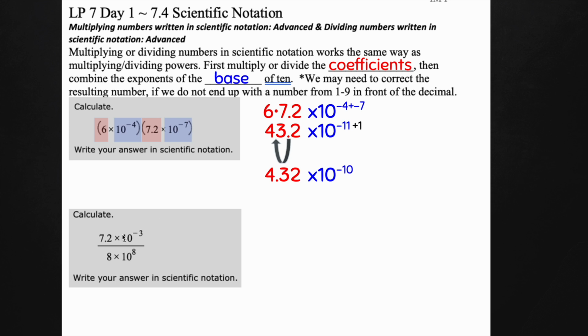All right, let's do the next one. Same thing, we're going to worry about the coefficients first, 7.2 and 8. So I'm going to go 7.2 divided by 8. And then I'll deal with these powers. So 10 to the negative 3rd divided by 10 to the 8th. Since they're being divided and they have the exact same base, I will subtract the exponents. You can see there's a subtraction sign here. Even though 8's not negative, I'm going negative 3 minus 8.